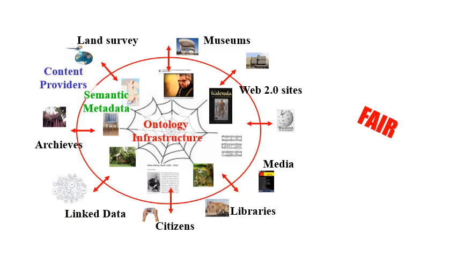This image illustrates the Sampo model. The Sampo is the red circle. Outside of it, we have data providers such as museums, media, libraries, citizens, linked data sources, archives, and so on. In the middle, we have an ontology infrastructure that is used for creating the data in an interoperable way. When a library, for example, publishes a piece of information within the circle, the ontology infrastructure is used, and so the piece of information is automatically linked to other pieces of information provided by other information sources.